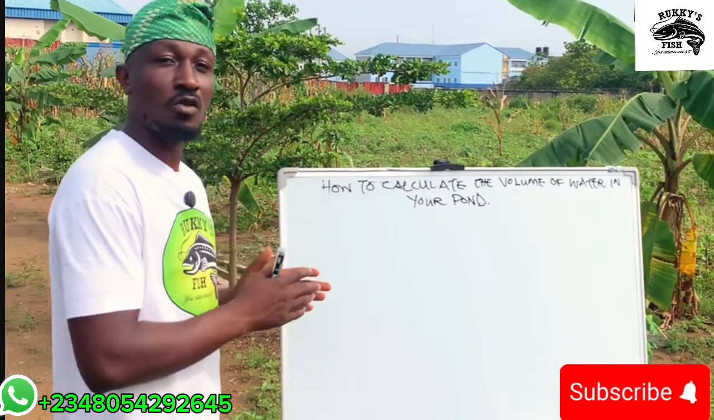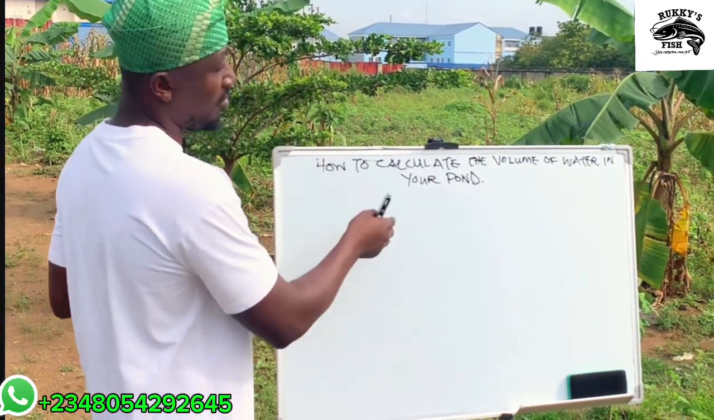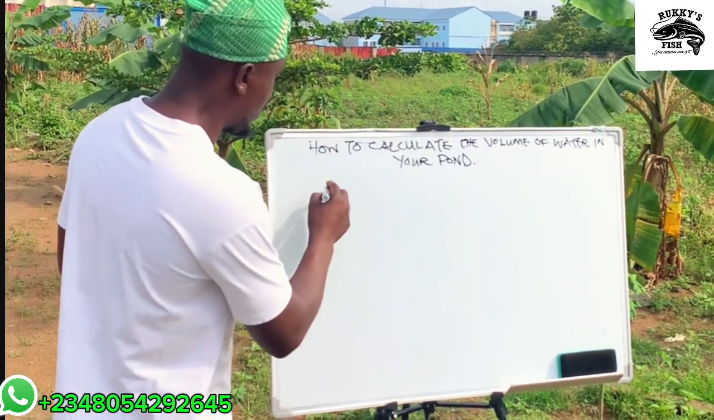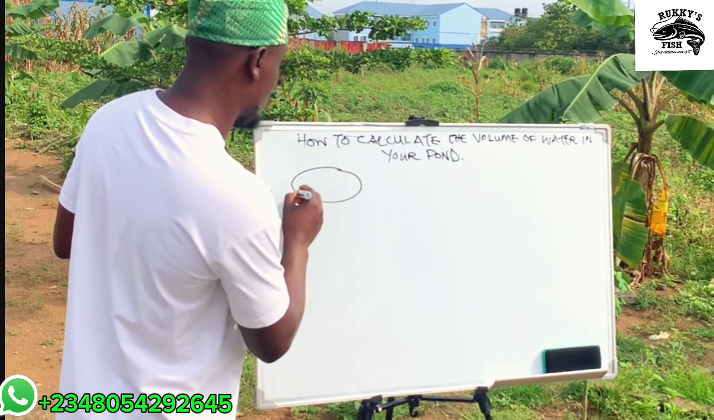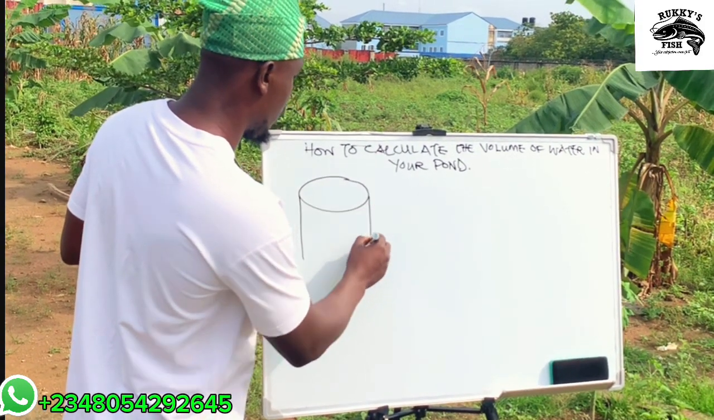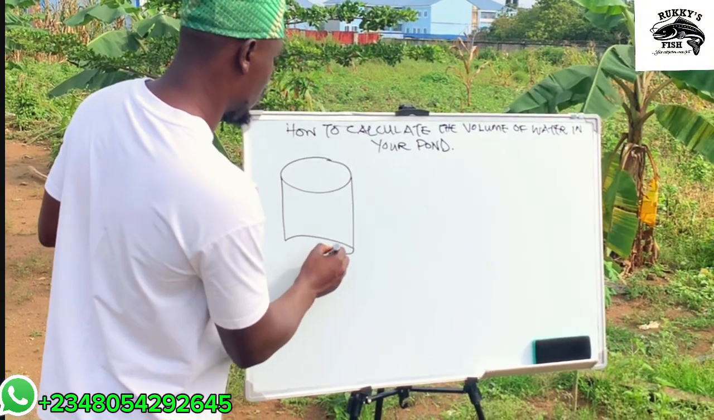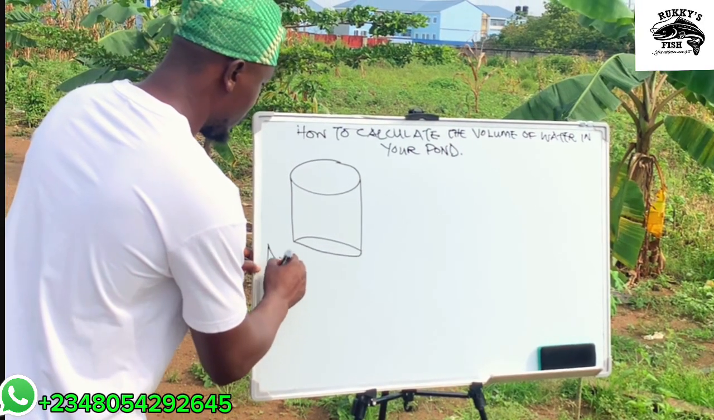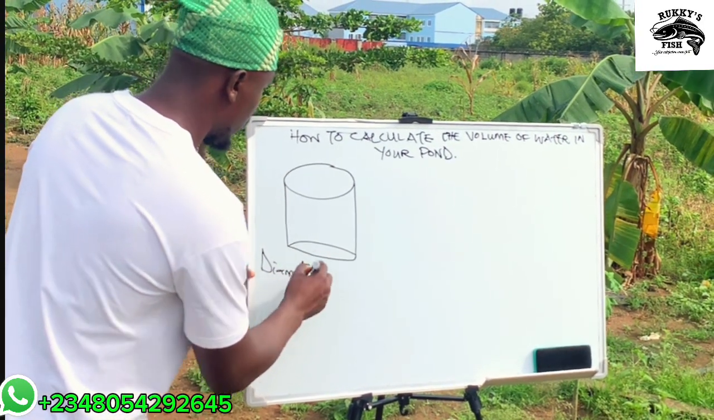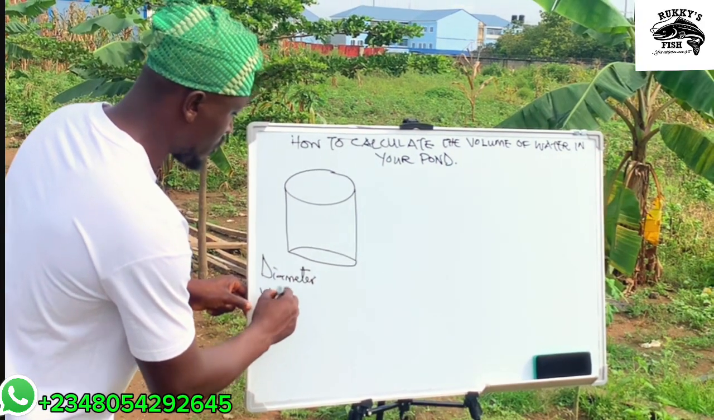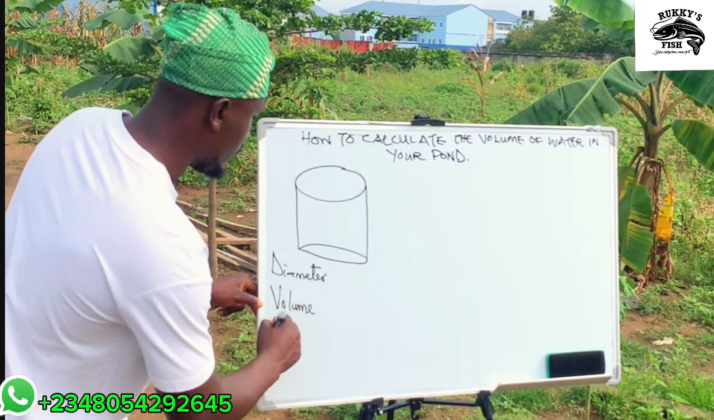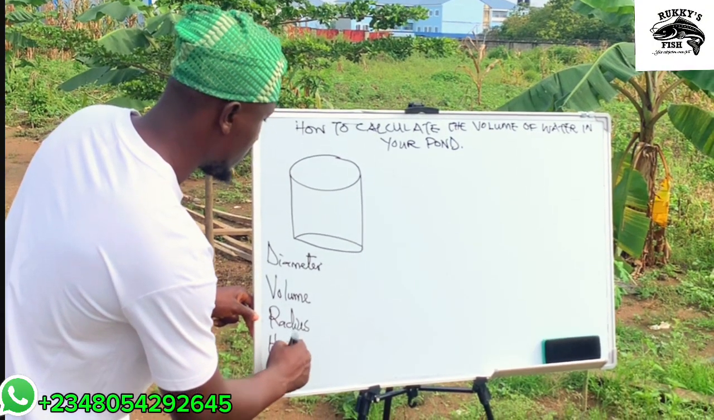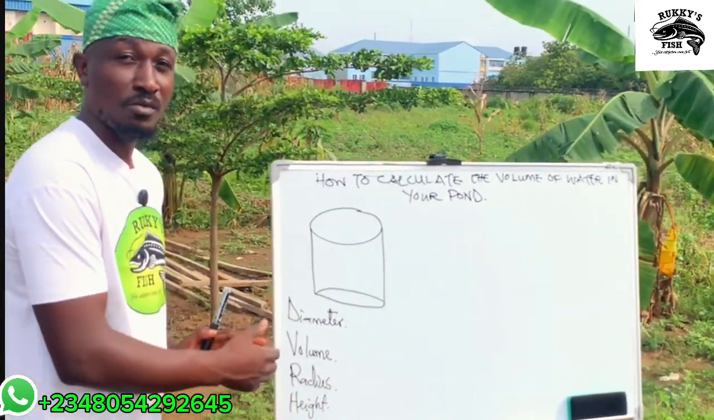Alright guys, so this is the concluding part of the video on how to calculate the volume of water in your pond. Now for those of us using circular ponds, this is just a diagram for circular ponds. Now look here, we have the diameter, of course the volume, the radius, and then the height. These are all terms to look out for.